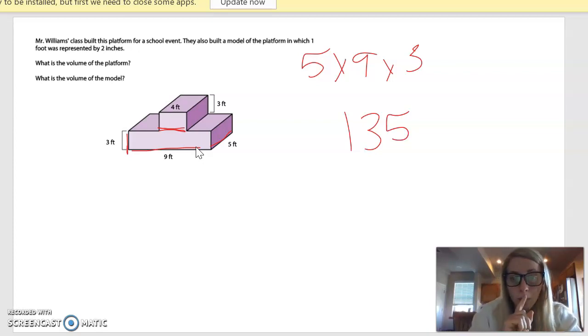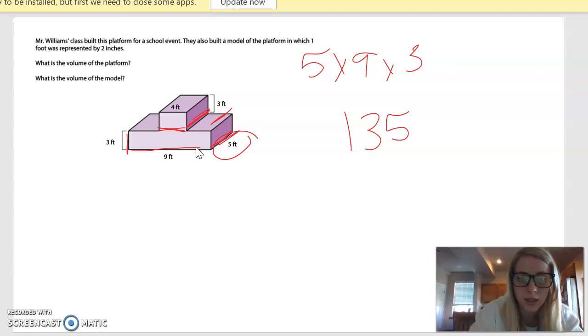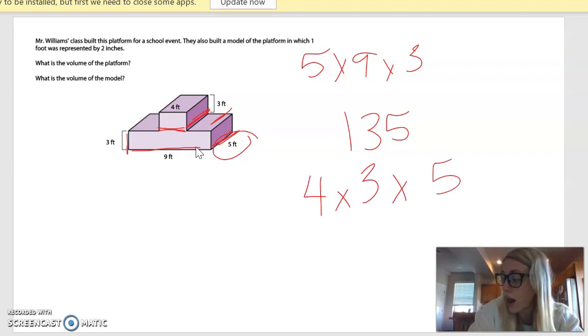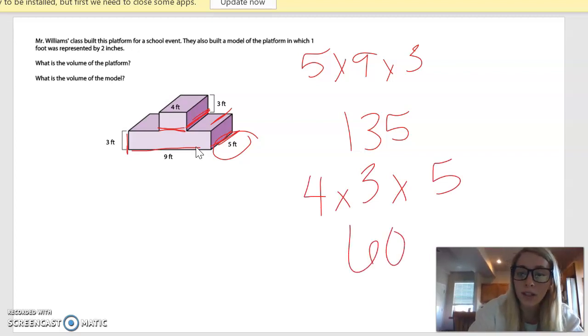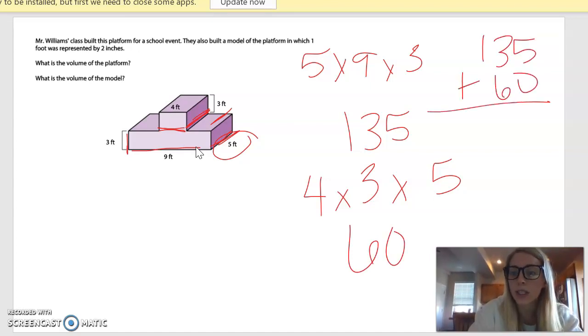Now we're going to find the volume of the little rectangle on top of the platform. We do have one problem though. We have to figure out what this isn't labeled, so we just have to match it with the 5 down here, okay? Because these are both the same lengths. So we have 4 times 3 times 5 down here, and that gives us 60. So that gives us a grand total. If we take 135 plus 60, that gives us a grand total of 195 feet cubed.